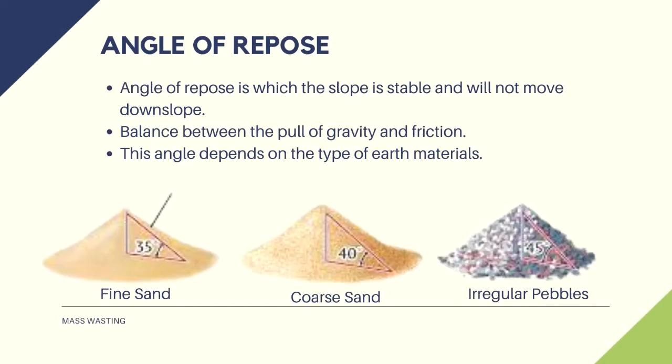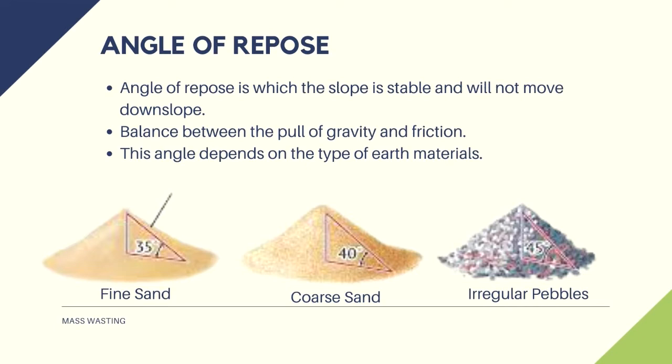Angle of repose is the angle at which the slope is stable and will not move downslope. It is the balance between the pull of gravity and friction, and the angle depends on the type of materials. In other words, it is an angle that can be assumed by loose fragments on the slope without downslope movement of the material. It's essentially the battle between the pull of gravity and friction. Different materials have different angles of repose.